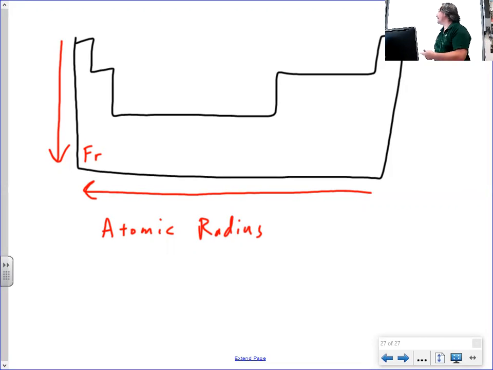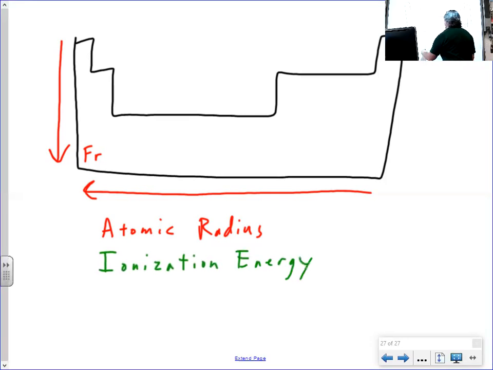Okay. Next thing we're going to talk about is electronegativity. Actually, before we do electronegativity, let's do ionization energy. Ionization energy is the energy it takes to steal an electron, the energy it takes to remove an electron from an atom. So the first thing this has to do with is whether or not an atom wants you to take an electron.